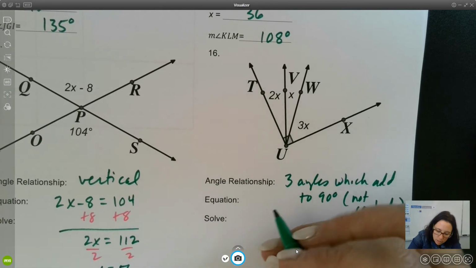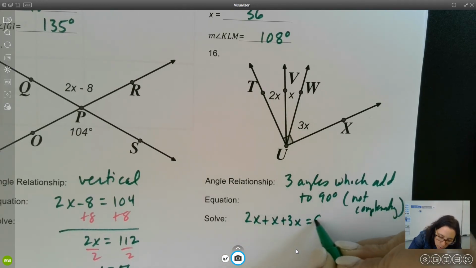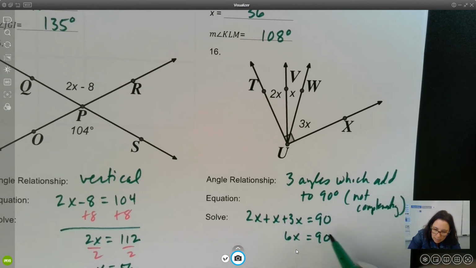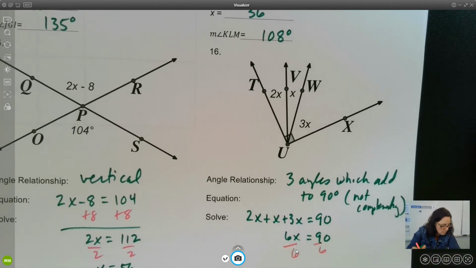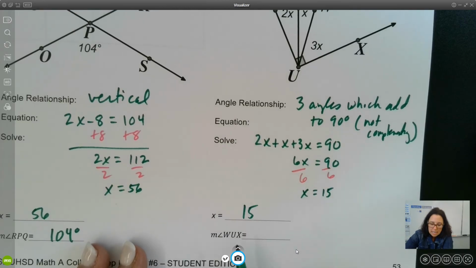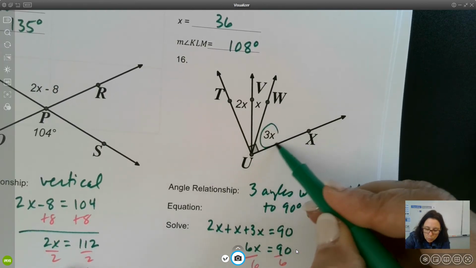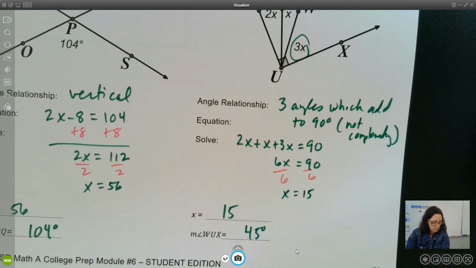Okay, so the equation is going to be 2x plus 3x totals 90. That would be 6x equals 90. Divide by 6, and you get 15. Okay, so 15 is your x. Now we have to look for the measure of angle WUX. WUX is 3 times 15, which is 45 degrees.